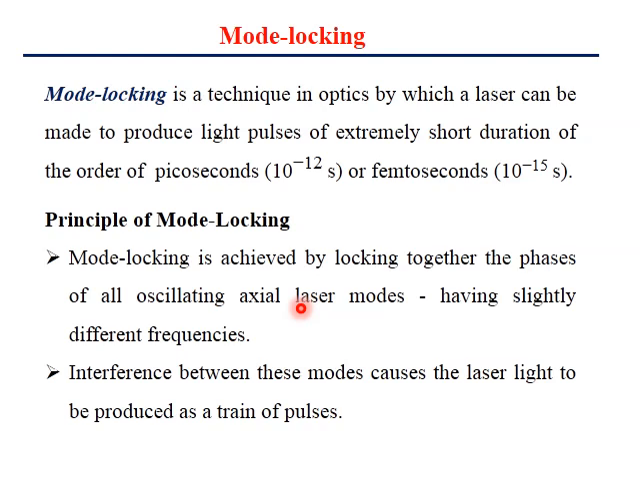The other technique is the mode locking technique. In today's class I'll just mention a few things about mode locking. We'll take it up later in detail, and let's see what mode locking is. Mode locking is a technique in optics by which a laser can be made to produce light pulses of extremely short duration, of the order of picoseconds or femtoseconds.